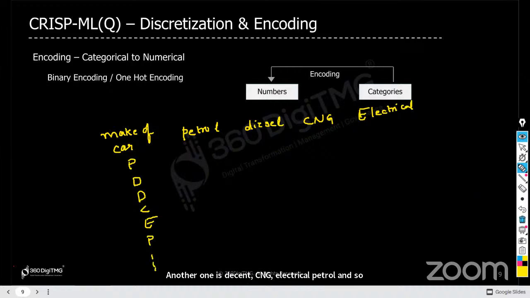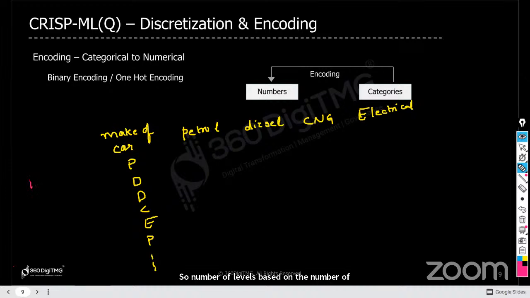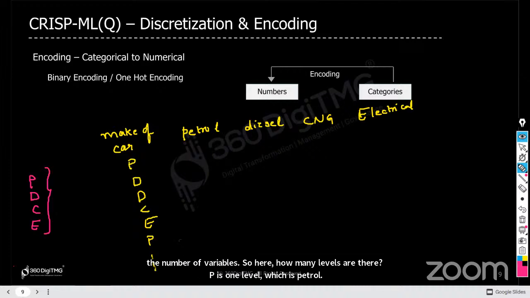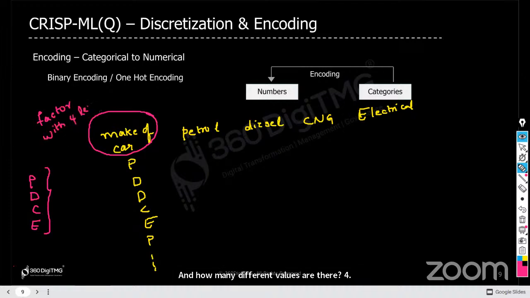Now, if I am about to do one hot encoding, what did I tell you? Based on the number of levels, I will get the number of variables. So here, how many levels are there? Petrol is one level, diesel is another level, CNG, and electrical. 4 levels are there. Multiple other values are not present in this particular column. If a column has limited values, this is called a factor. How many different values are there? 4. So this is a factor with 4 levels. If there are 4 levels, the number of variables that will be created is also 4.